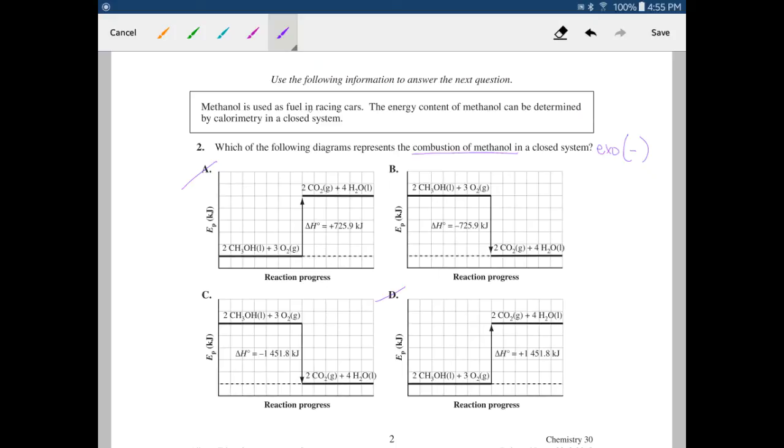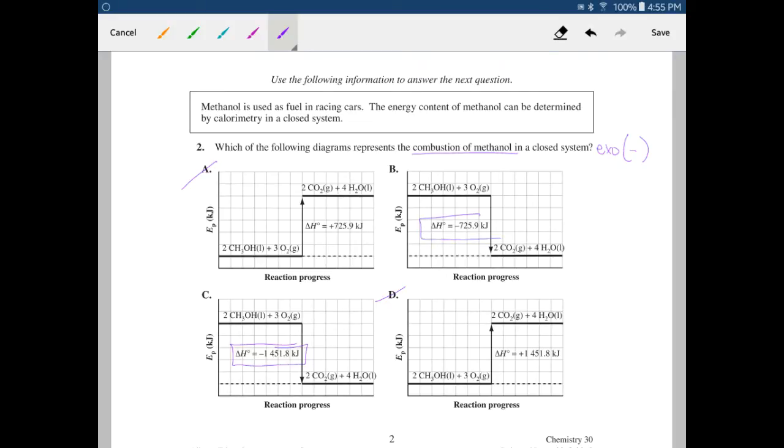It says methanol is used as a fuel in racing cars. The energy content of methanol can be determined by calorimetry in a closed system. So again, we can rule out A and D, no problem. And let's just take a look between the answers B and C. So when we take a look, we see that both have the same reactants and products, but what we're looking at is these values of our enthalpy.